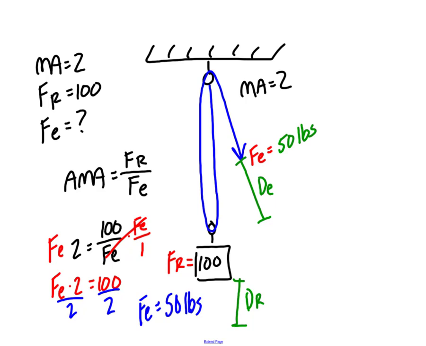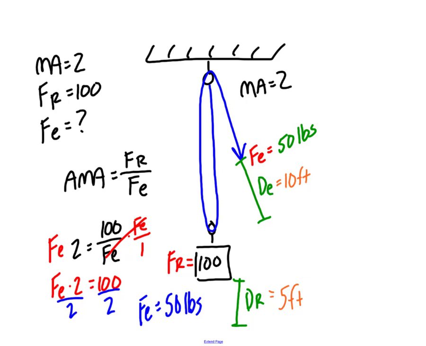So the question I have for you guys is, if I want to lift the box up, let's say 5 feet. If I want to lift the box up 5 feet, how much rope do I need to pull? I have to pull twice as much. So I want to lift 5, so I have to pull 10. I have to pull 10 feet.